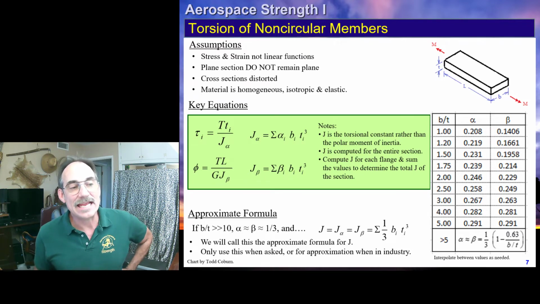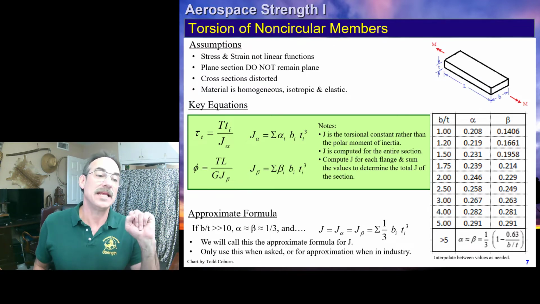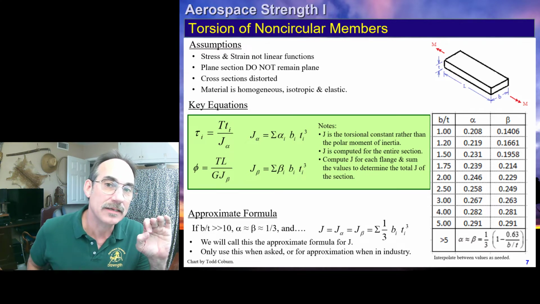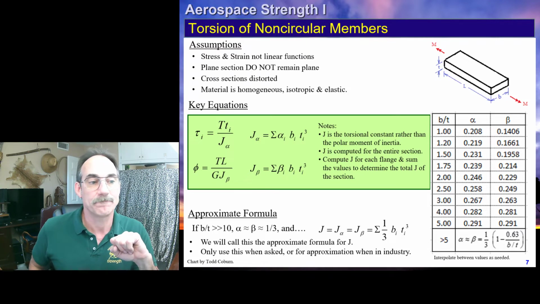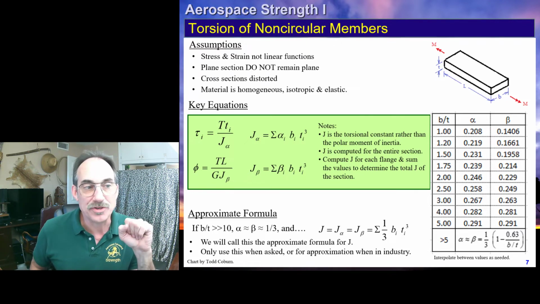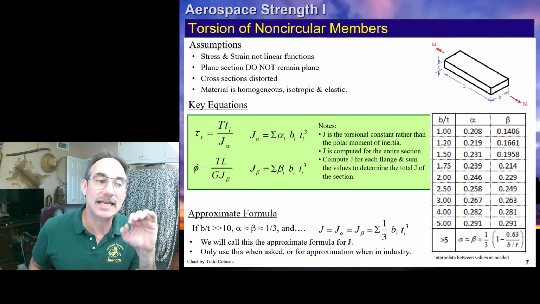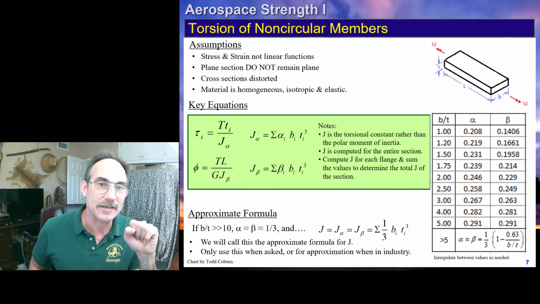If we have any b over t ratio greater than 5, we can use this approximation that the alpha is approximately equal to the beta, which is approximately equal to 1/3 times the quantity 1 minus 0.63 over b over t. If we have anything in between these values, like 2.25, then we need to interpolate in this table for the value and use that.